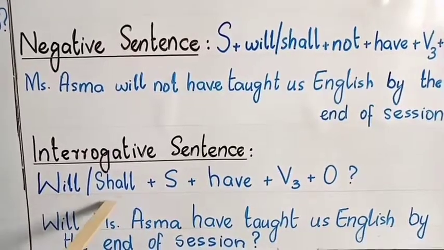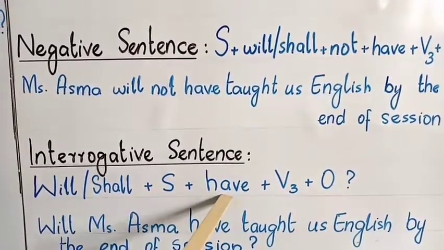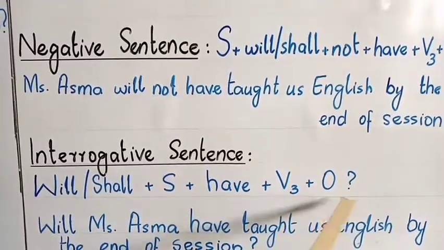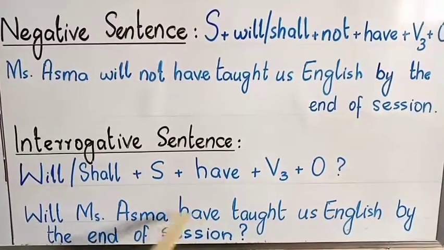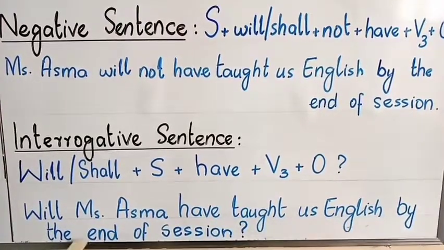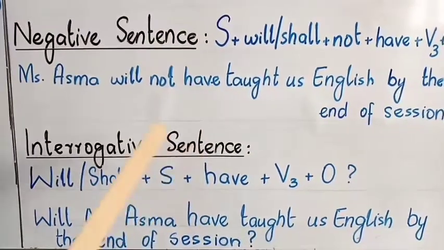Helping verb will or shall will come first, and after that subject plus have plus third form of verb plus object, question mark. Will Miss Asma have taught us English by the end of session? So this is all about future perfect tense.